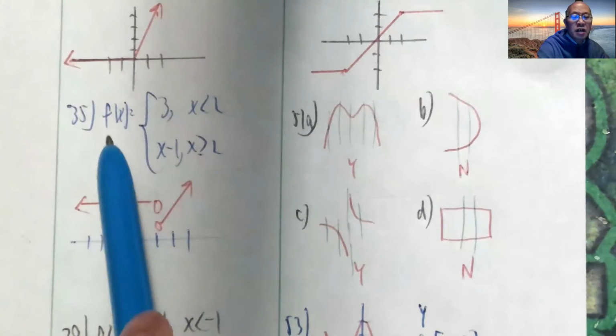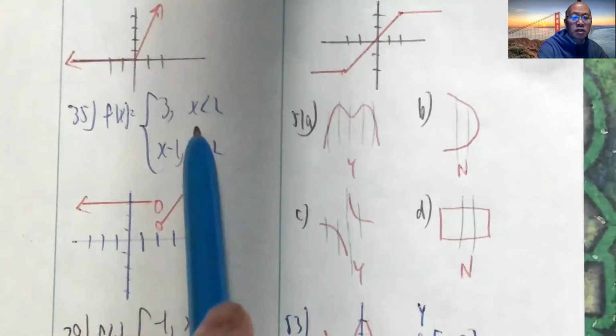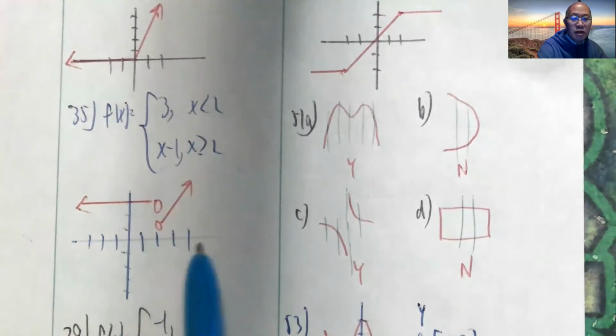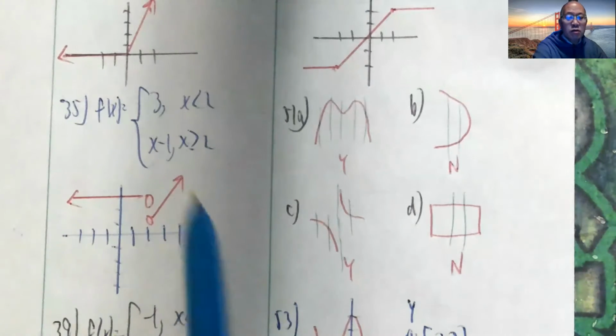Piecewise defined function, f of x is 3. That's a linear horizontal line, constant function. X is less than 2 for 3. Greater than or, let's see, greater than or equal to 2.